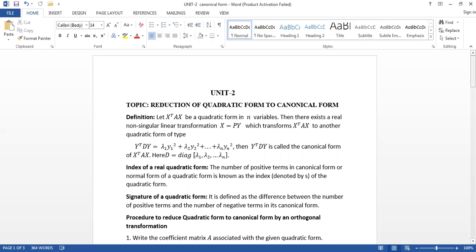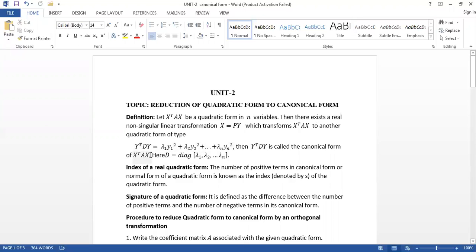In this lecture, I am going to explain about reduction of quadratic form to canonical form. So let's see the definition. Let x transpose Ax be a quadratic form in n variables. Then there exists a real non-singular linear transformation x equals Py, which transforms x transpose Ax to another quadratic form of type y transpose Dy equals lambda 1 y1 square plus lambda 2 y2 square plus and so on lambda n yn square. Then y transpose Dy is called the canonical form of x transpose Ax.